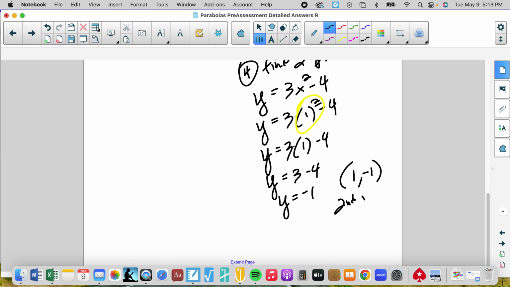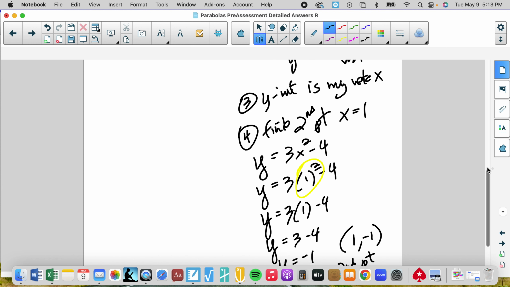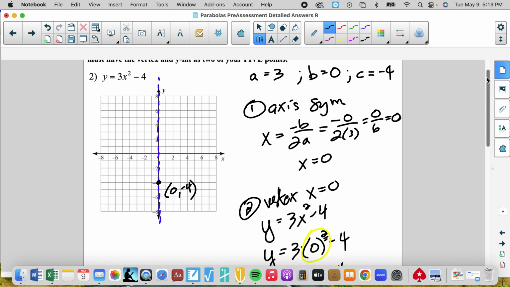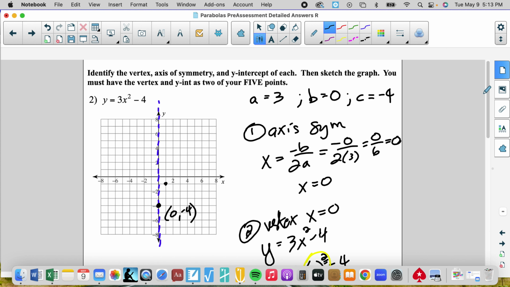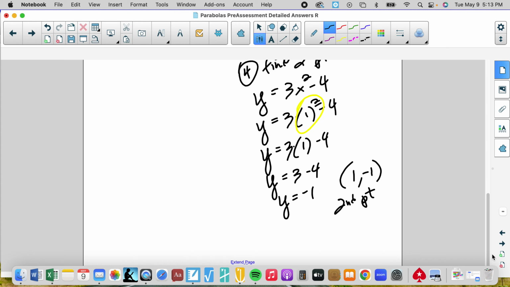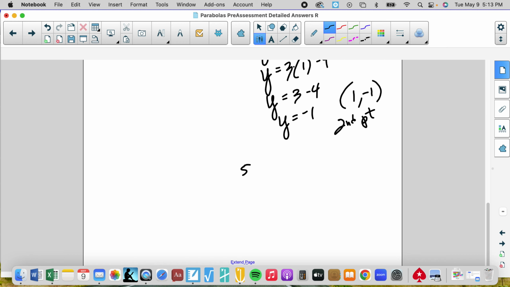This is my second point. So I got 1, negative 1. All right, 1, negative 1. Let's mirror it. It should be there. That gives me negative 1, negative 1. Now I have 3 points, so part 5 is find a fourth point.